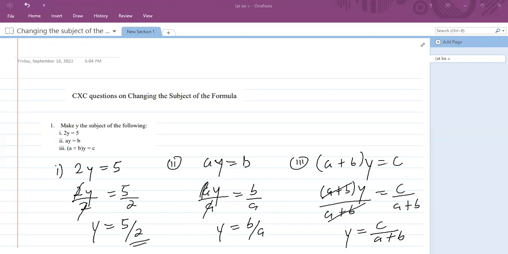a plus b times y is equal to c. So what you do here is this: the a plus b, once it's in the bracket, it acts as one item, right? So we divide both sides by a plus b. This a plus b cancels the a plus b, so we are left with c over a plus b as the final answer. Any question?